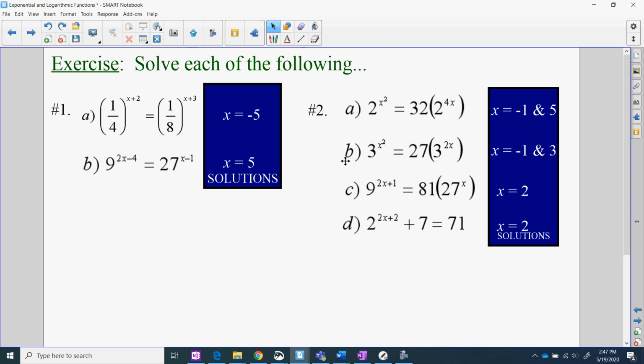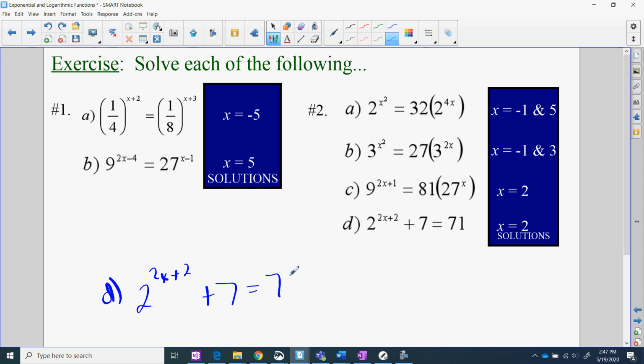Let's take this one down here. It'll throw students off sometimes. You can try any of these other ones. The answers are there if you just want to practice. I'm not going to go through all of those. But I'm going to go through D: 2 to the 2x plus 2, plus 7 equals 71.